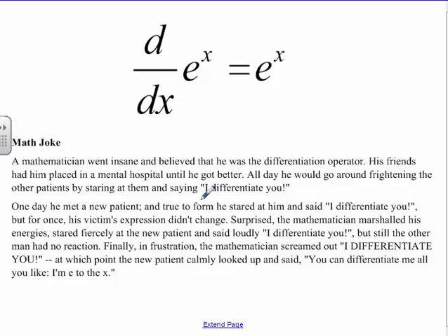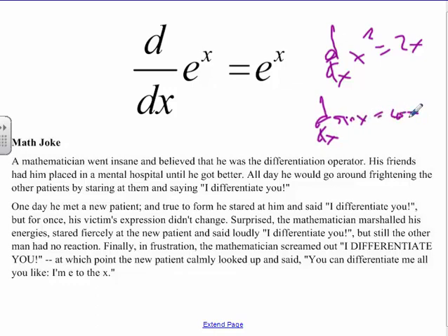Oh, such a silly math joke, right? Hopefully you get the concept, though, right? Is that when you derive e to the x, it stays e to the x. Every other derivative that we've learned about changes, right? If you were to derive x squared, it's 2x. If you were to derive sine of x, it's cosine of x. But if you derive e to the x, it remains e to the x. It's the one function whose derivative is itself, hence this silly little math joke.